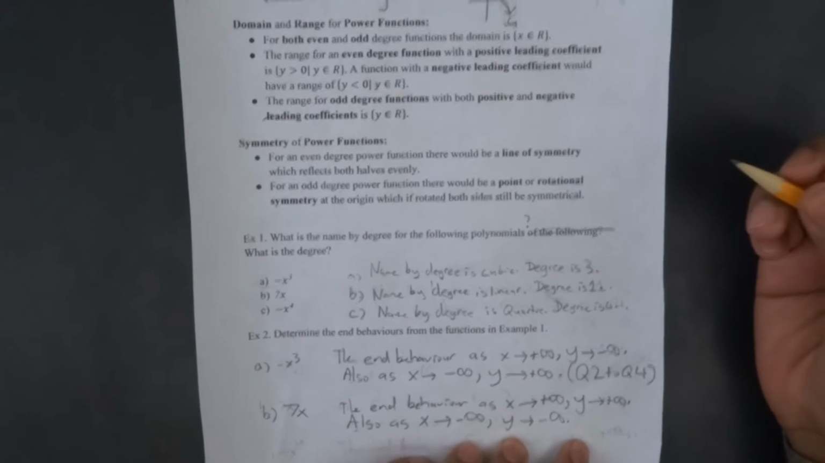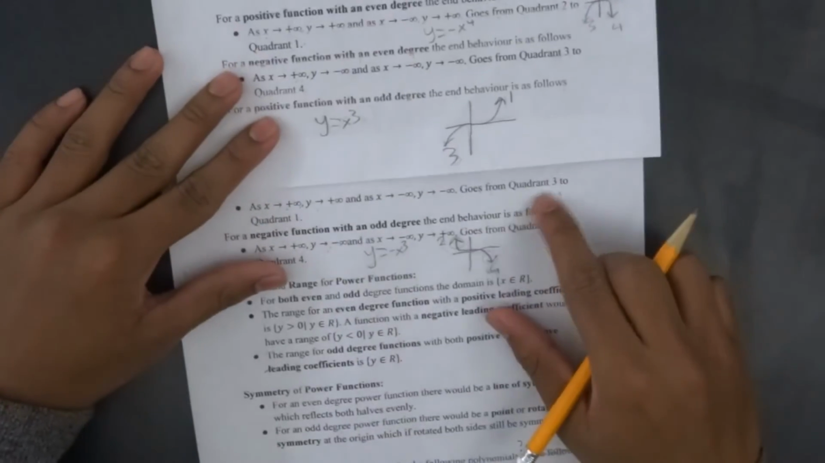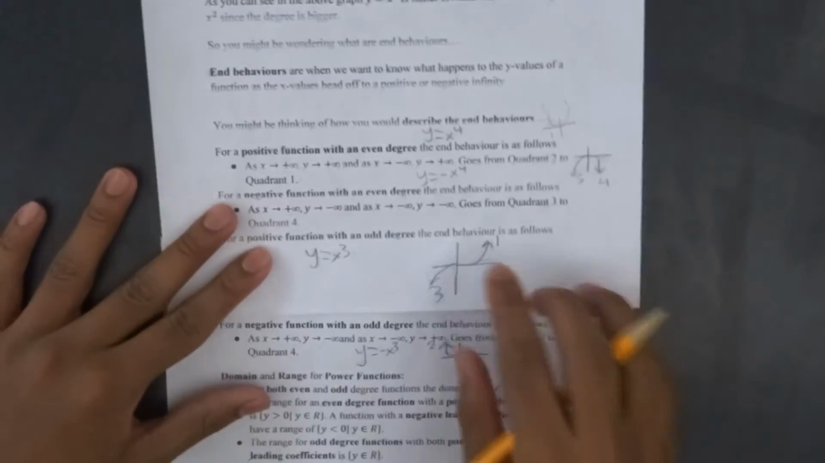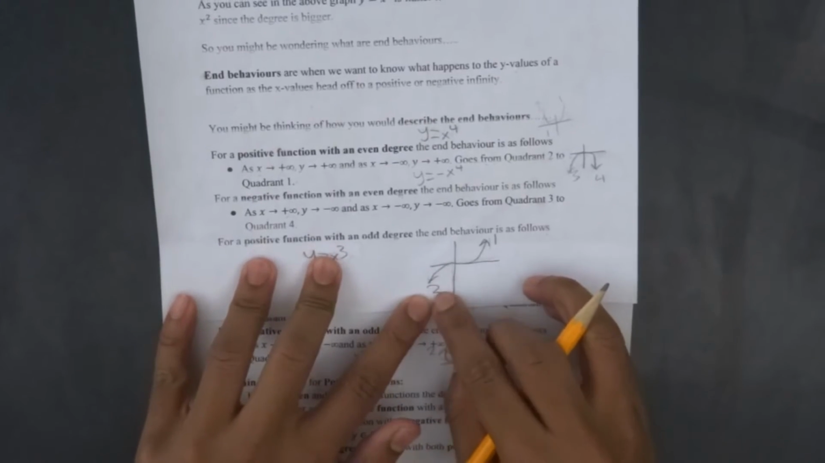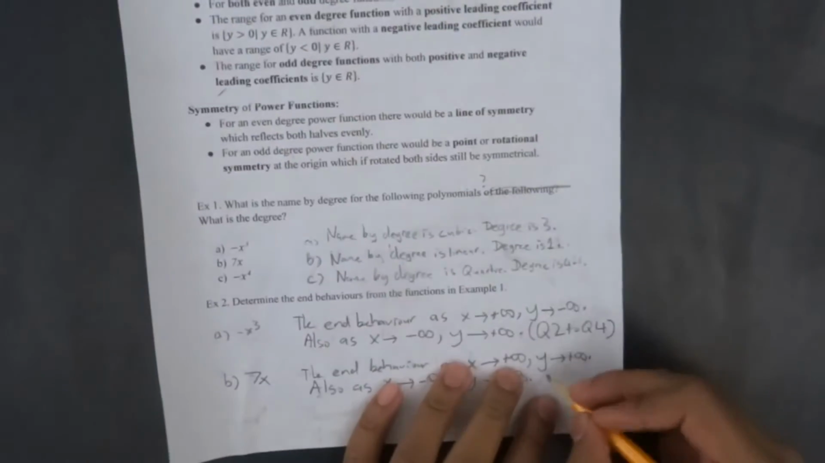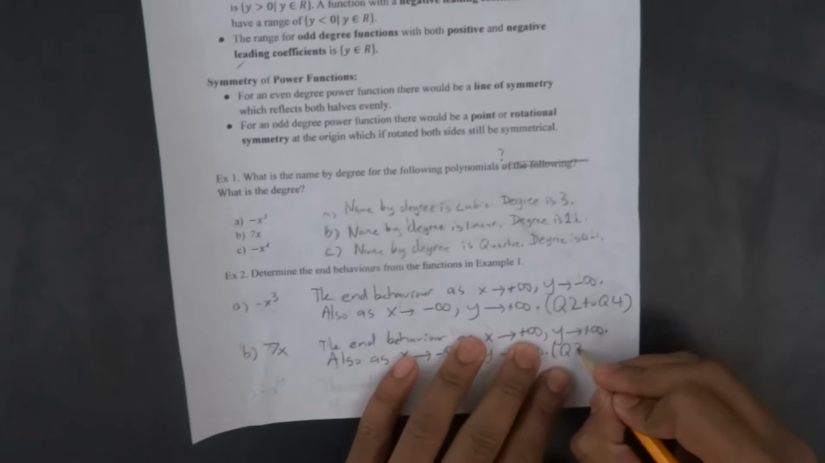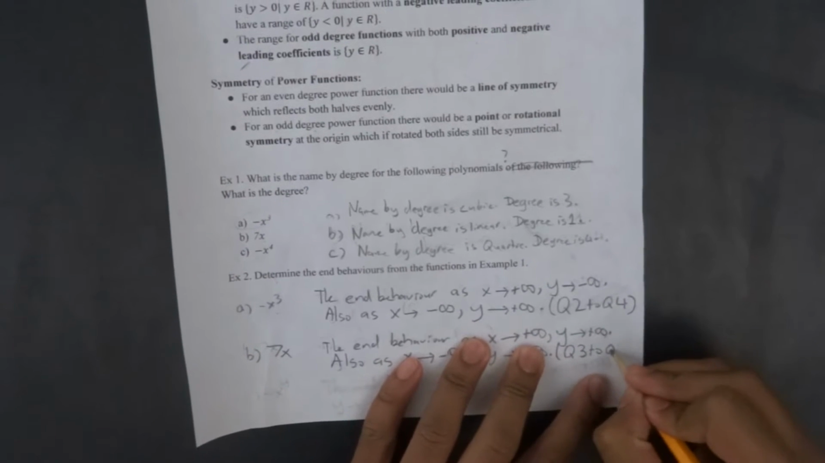And if you were to write this in quadrant form, you would write it goes from quadrant 3 to 1, as you can see right here. And looking back at the graph, you can see it goes from quadrant 3 to 1. So you just write quadrant 3 to quadrant 1.